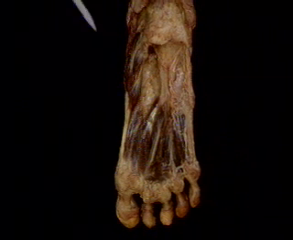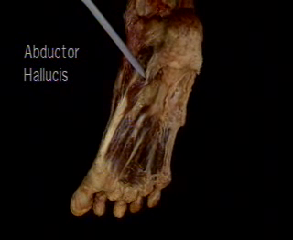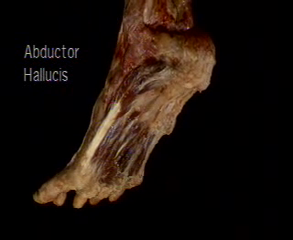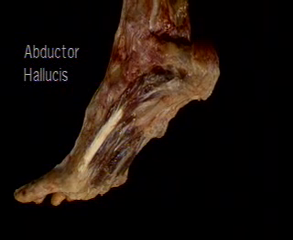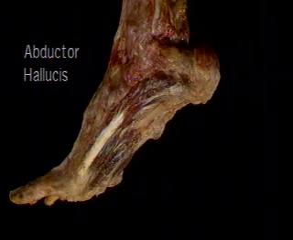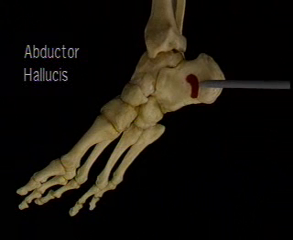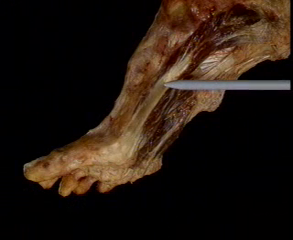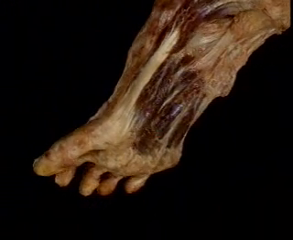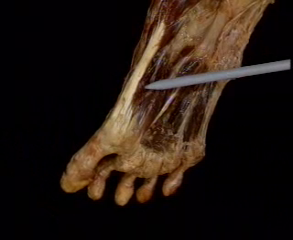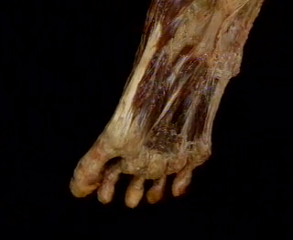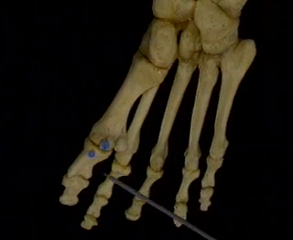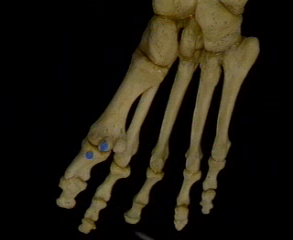Medial to flexor hallucis brevis is abductor hallucis. Abductor hallucis is the most medial of all the foot muscles. It arises here, on the medial side of the calcaneus. The tendon of abductor hallucis merges with the medial part of flexor hallucis brevis and inserts with it here, on the medial sesamoid bone and on the base of the proximal phalanx.